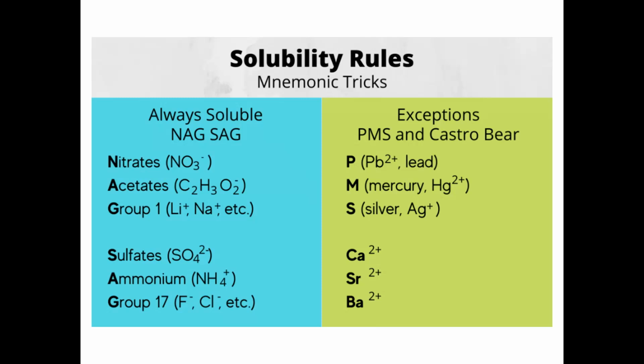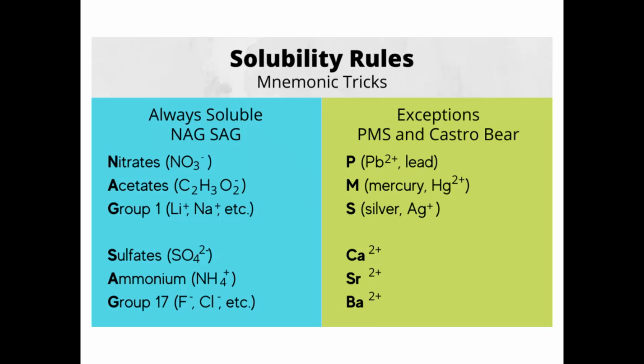The other thing is people propose memory aids or memory tricks to help you remember the solubility rules. This is kind of like the one that works kind of the best for me. Always soluble, we've got NAG, SAG. So this is nitrates, acetates, group 1 for the NAG, and then sulfates, ammonium, group 17 for the SAG.